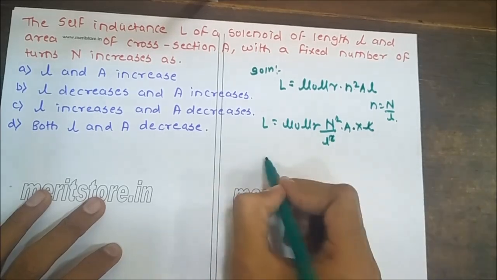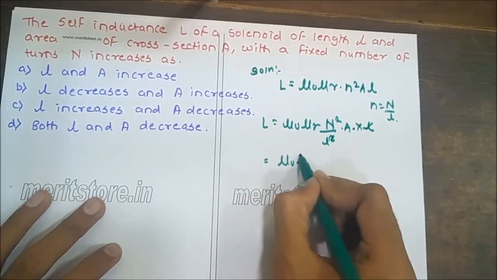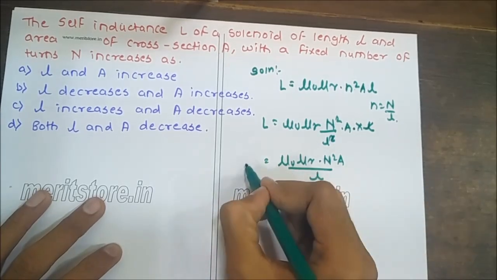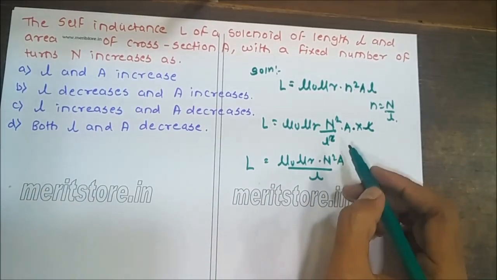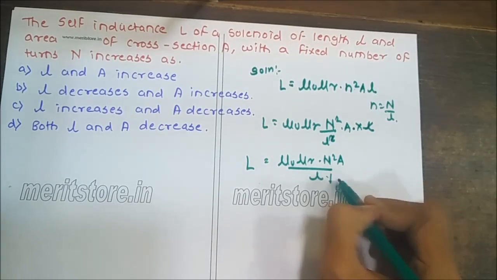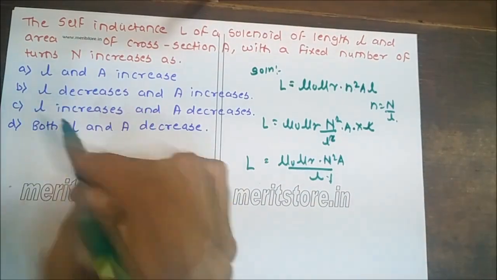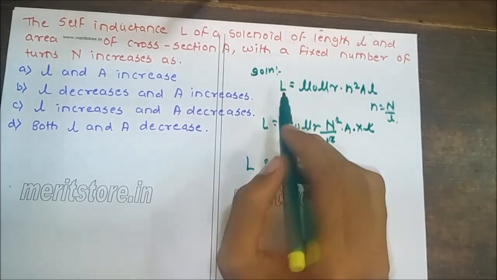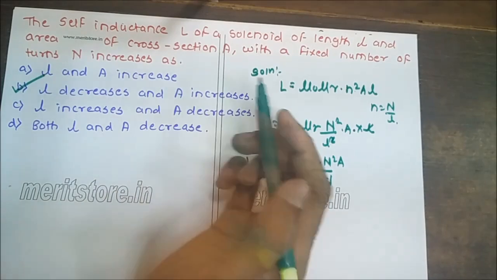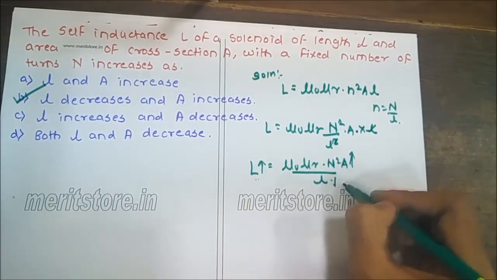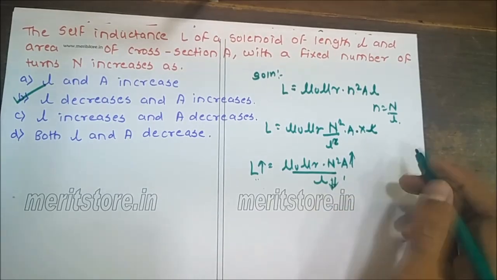So one length will cancel. What we are left with is mu naught mu r N square A upon l, which is the inductance. So here, the inductance is inversely proportional to l and directly proportional to A. So the correct option is B: l decreases and A increases.